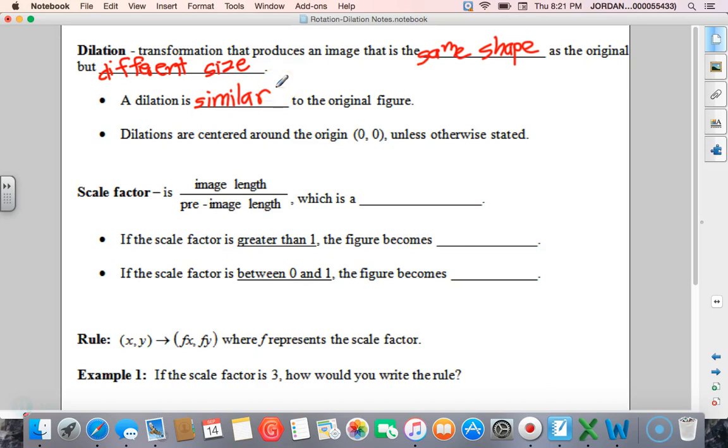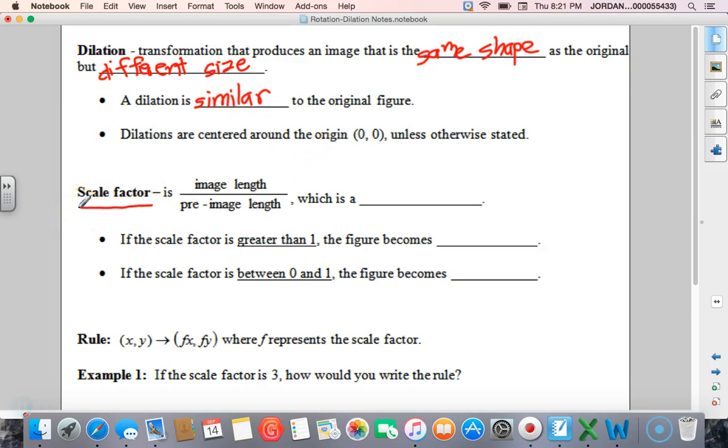Congruent means exactly the same, in every way exactly the same. A dilation is just similar because it's the same shape, but it's a different size. It's not exactly the same. So our dilations are centered around the origin unless it's stated otherwise, and the ones we're going to be doing are stated around the origin. Now scale factor, another new term.